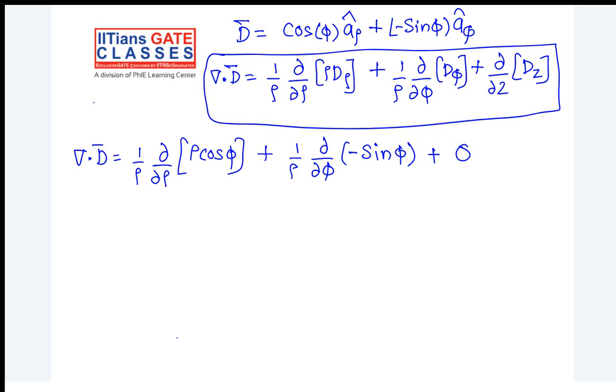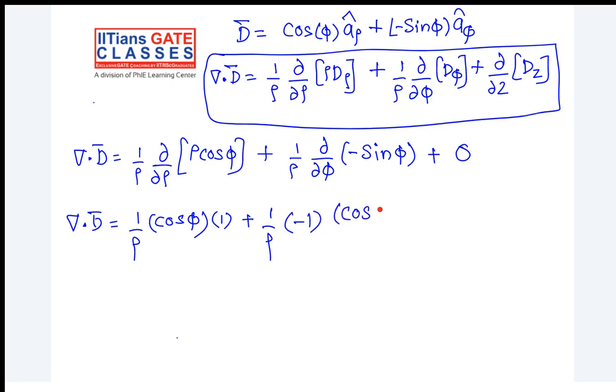So del dot d is equal to 1 by rho, cos phi is a constant, take it out, and differentiation of rho will be straight away 1, plus 1 by rho, and there will be minus 1, and differentiation of sin phi will be cos phi. So you are getting the first and second terms equal and opposite in sign, so the answer will be 0. So here also you are getting del square v is equal to 0 for the second equation.